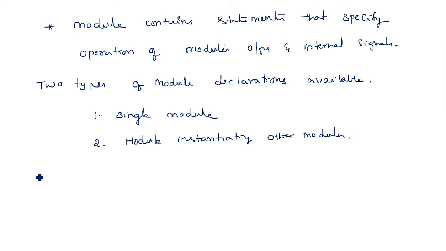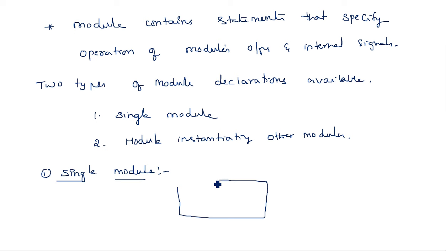Okay, for example, first one, single module. So single module means we are having one module with declarations and statements. Everything will be there in that particular module only. It does not depend on other modules.